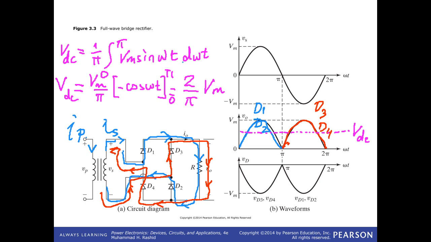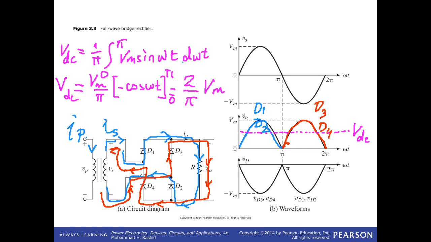I repeat the question. How do you evaluate whether this output is better or not? The first answer, this is an output. If this one has AC components, that means it's not very good. We don't like AC components.